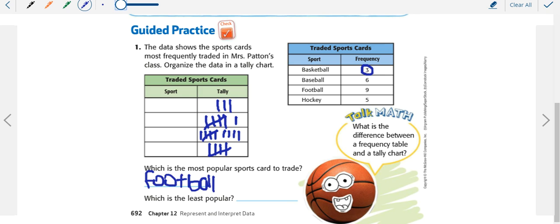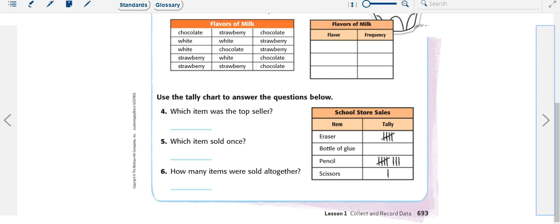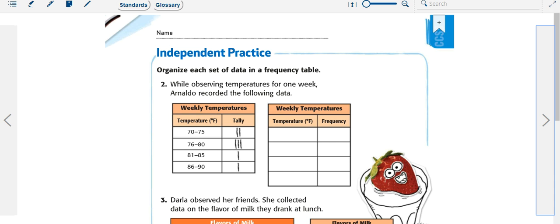Now, which is the least? Remember what is least? The one that has less votes is basketball. So you write here basketball. The answer for this one is basketball. Okay, so you write basketball over here. Now, turn your pages. We're going to start with independent practice together, okay?